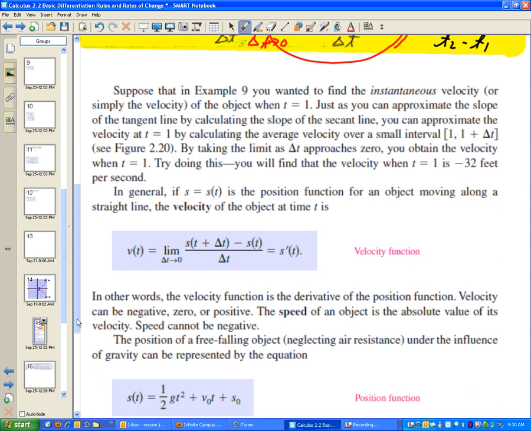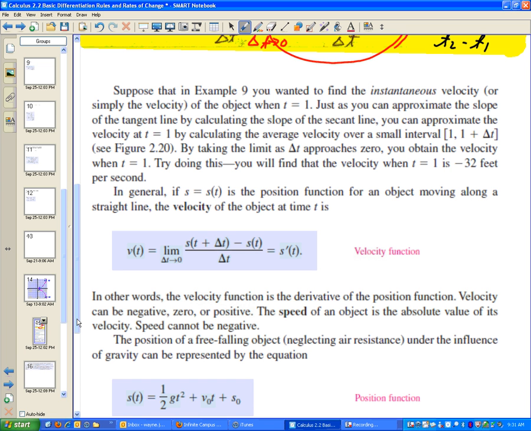All right, so let's read what the book says. It says, suppose that in example 9, you wanted the instantaneous velocity, which we're just going to call velocity. Okay? Quite often I will say instantaneous velocity to remind you that it's the derivative version, not the average velocity. But you don't have to say the word instantaneous. If you say velocity, it means instantaneous velocity of the object when time equals 1.